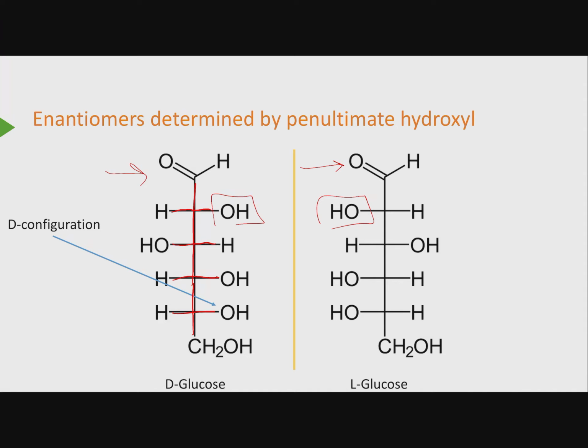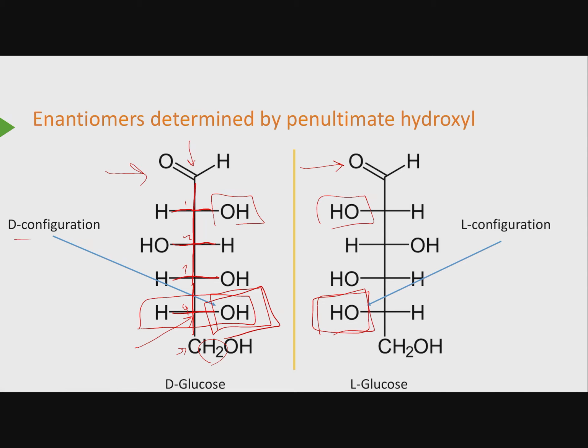Now, the last chiral carbon in this molecule is going to be the last carbon that has 4 unique groups on it. And so it's obviously not this carbon. This carbon doesn't have 4 unique groups, but it is the most oxidized carbon, and it always goes at the top. Here's our first chiral carbon, second chiral carbon, third chiral carbon, fourth chiral carbon, and then this carbon right here is not chiral because it has 2 hydrogens on it. So the last chiral carbon, or the furthest chiral carbon from the top, is the one that we use to determine L or D. If the OH is on the right, then it's D. If the OH is on the left, then it's L.